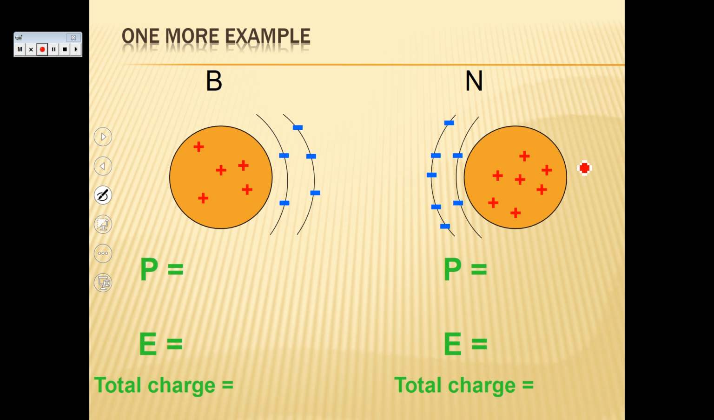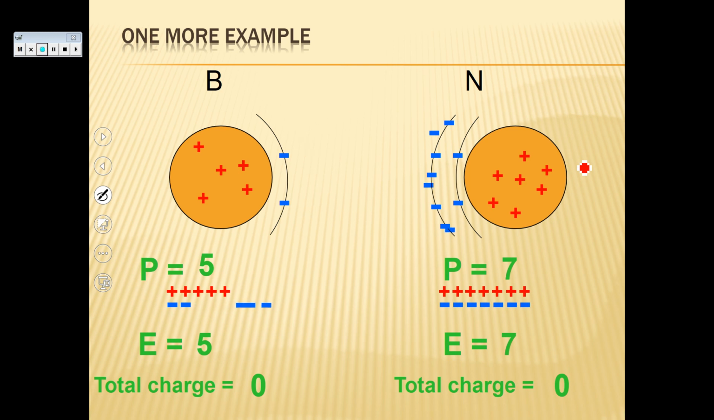Let's take a look at boron and nitrogen. Boron has 5 protons and 5 electrons to begin with. Nitrogen has 7 protons and 7 electrons to begin with. The 3 electrons from boron are going to be pulled over by the nitrogen. And so now the boron has 2 electrons and 5 protons. The nitrogen has 7 protons and 10 electrons.